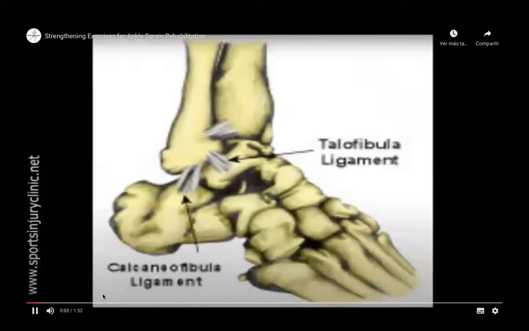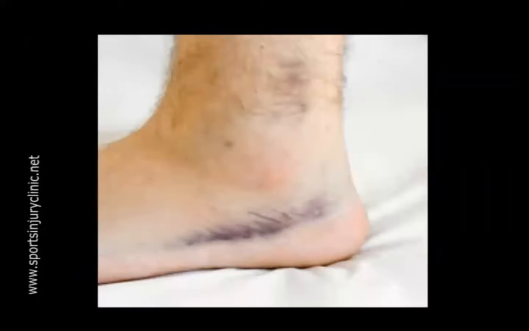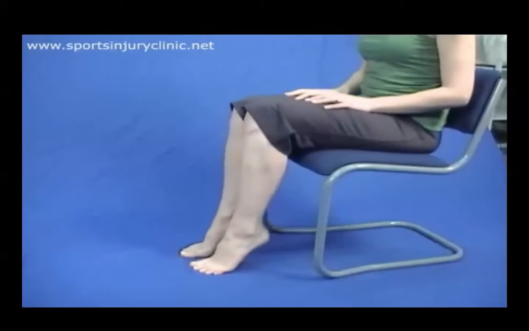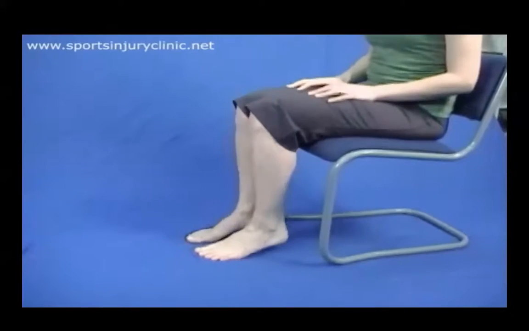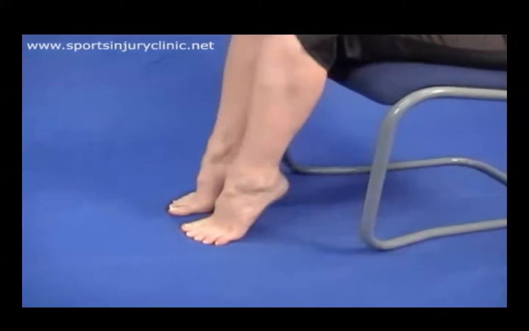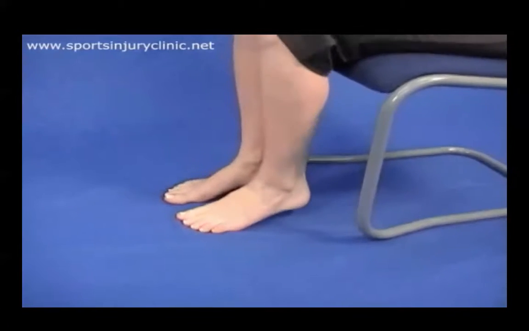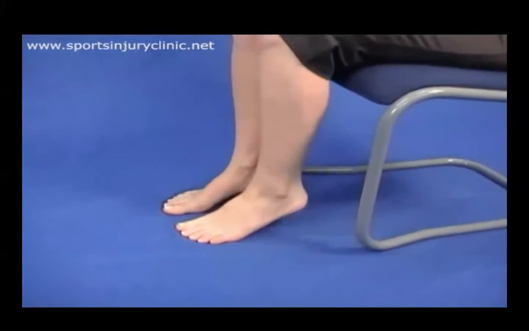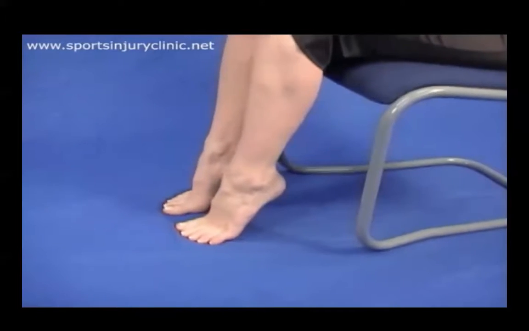Following an ankle injury, a strengthening program should be undertaken to restore the full strength and help prevent future injury. Gentle ankle strengthening exercises can be started early with the intensity gradually increased. Seated calf raises are an ideal place to start. In a seated position, lift the heels up as high as possible. This works the calf muscles and specifically the soleus.